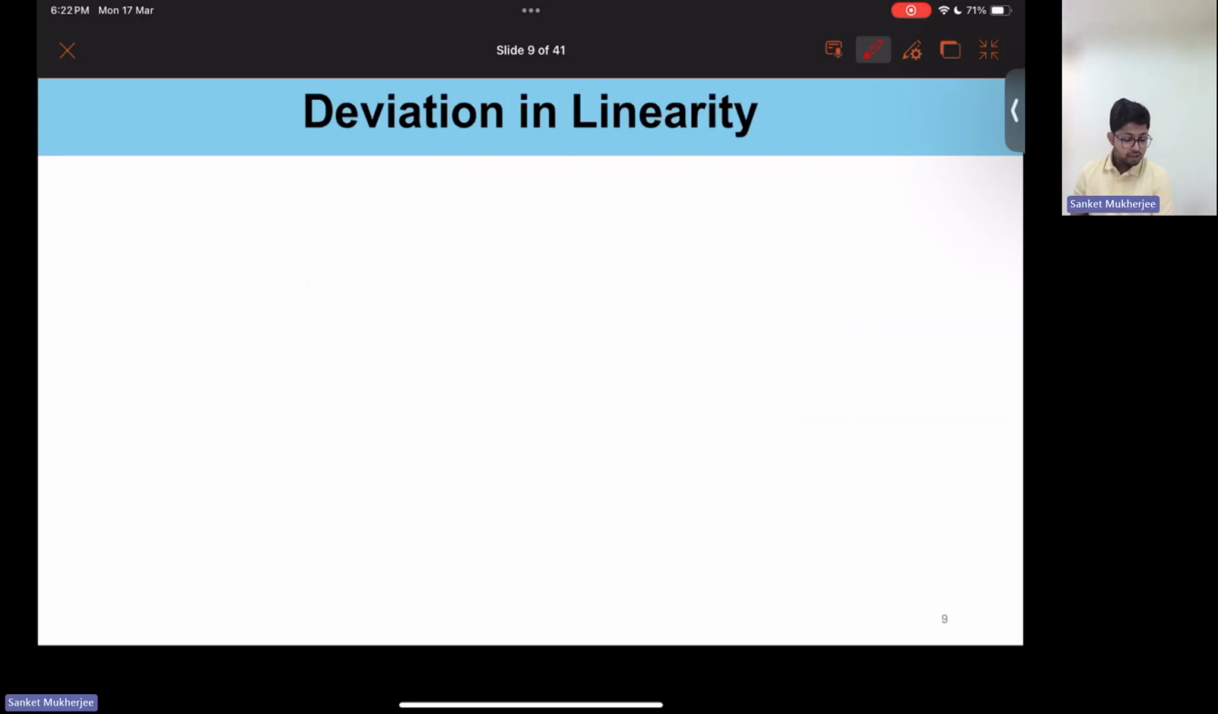Now, again, there could be deviation in the linearity. This deviation could be of two types. Let's look at it. We will see both types. There could be upward curvature or there could be downward curvature.